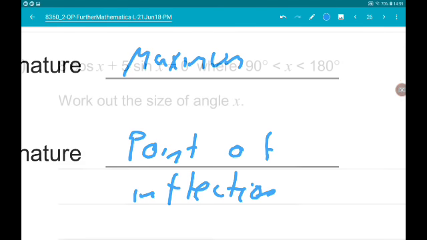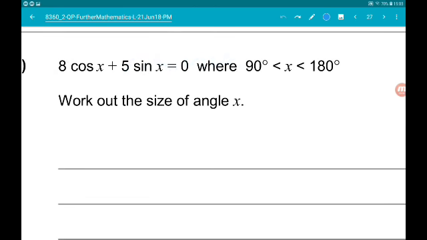Cool. Okay, question 22, we've got trigonometry. So part A, we are told that 8 cos x add 5 sin x is equal to 0, where x is between 90 and 180 degrees. Work out the size of angle x.